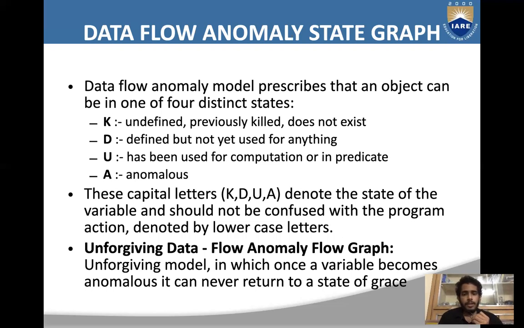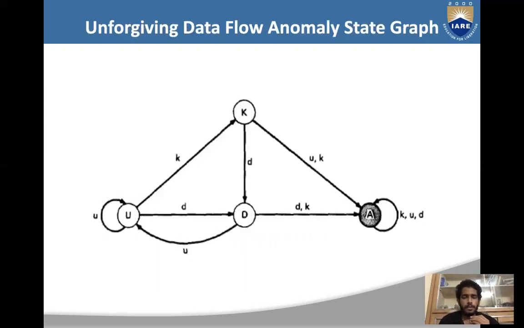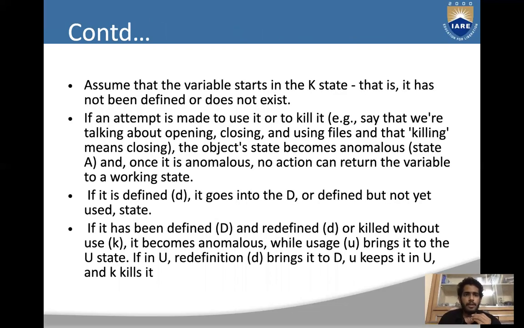Unforgiving data flow anomaly state graph. The unforgiving model is one in which once a variable becomes anomalous, it can never return to a state of grace. The following diagram depicts an anomalous state graph. Now assume that the variable starts in the K state. This is the description of the following diagram.